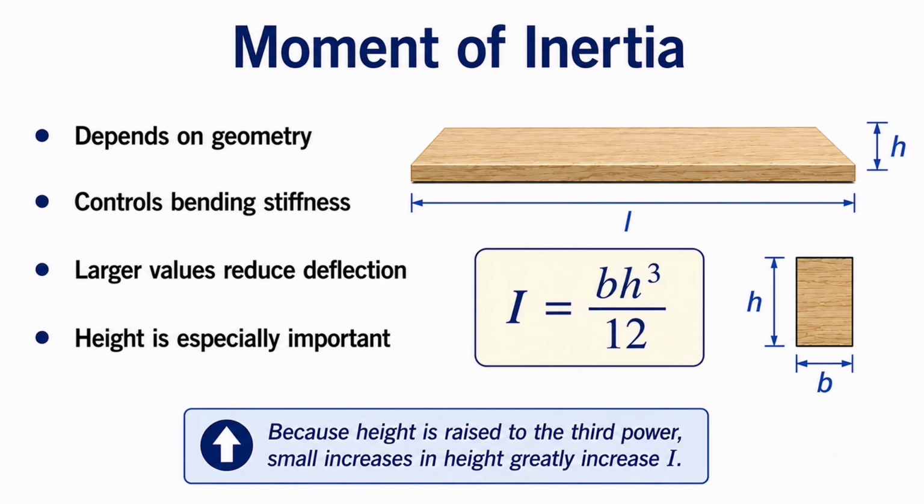One of the most important geometric properties of a beam is its area moment of inertia. For a rectangular cross-section, the area moment of inertia is equal to B times H cubed divided by 12. Notice that the height appears as a cube. This means that increasing the beam height can dramatically increase stiffness and reduce deflection.